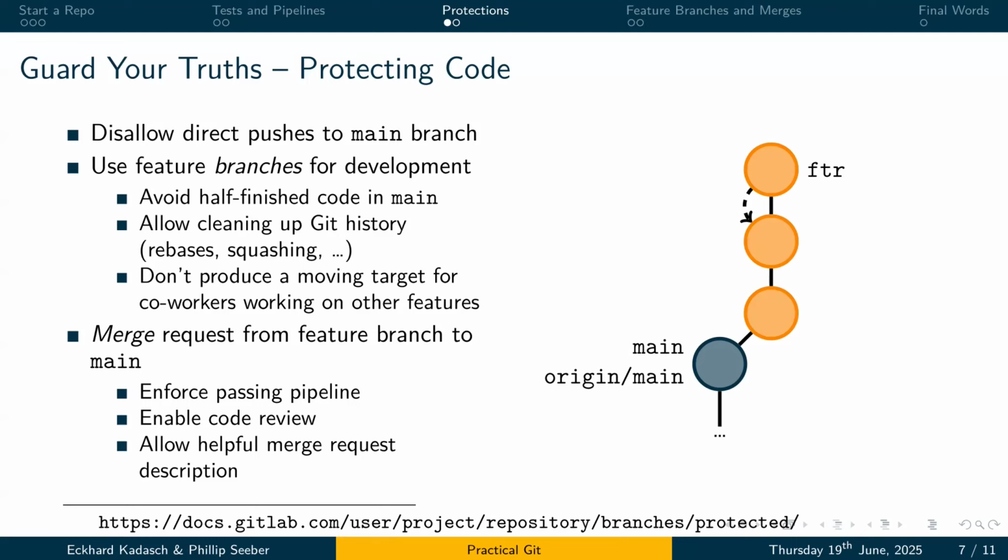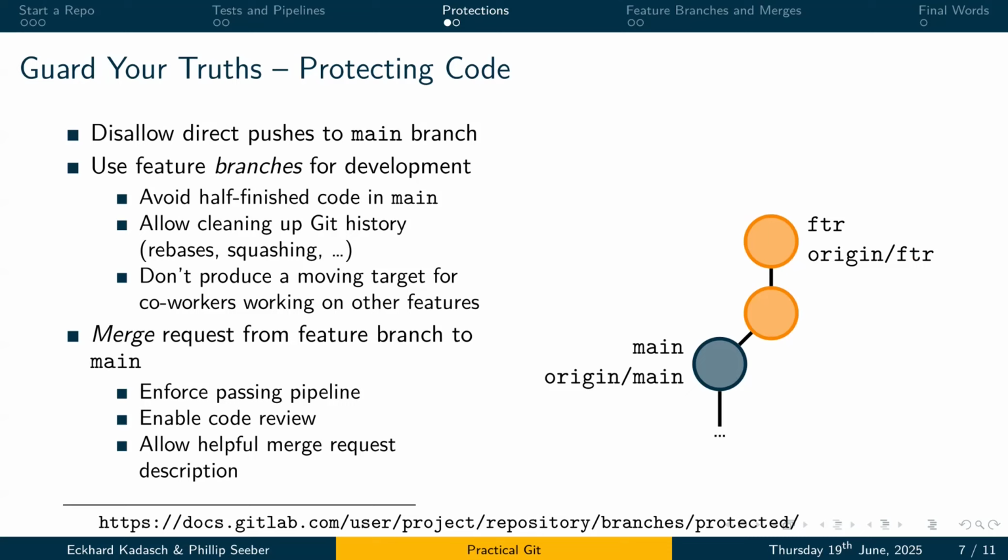This has multiple advantages. Eckhart has already told you about a few. But an important point is you avoid half finished or non-working code in your main branch, which ideally always stays clean. You can allow yourself to have a nonlinear history. For example, you can squash two commits or combine two commits into one, and clean up your Git history without breaking the reversibility in time on your main branch. And also importantly, if you work together with other people, you do not want to produce a moving target for coworkers because you're continuously changing code that they are building against.